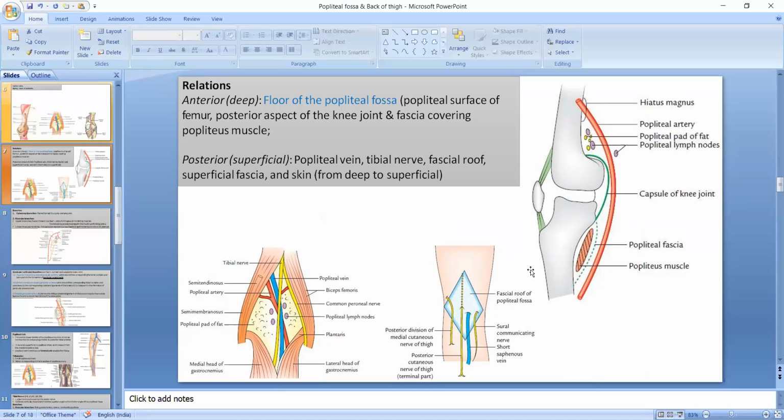Relations: anteriorly, the floor of the popliteal fossa, there will be the femur, the posterior aspect of the knee joint, and the fascia covering the popliteus muscle. Posteriorly, the popliteal vein, tibial nerve, fascial roof, superficial fascia, and the skin.